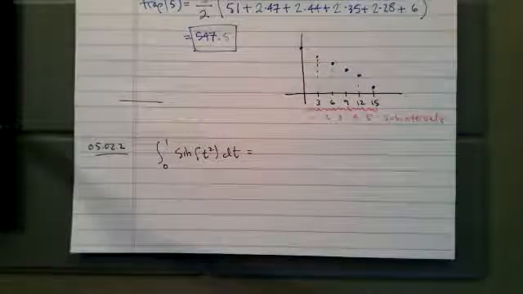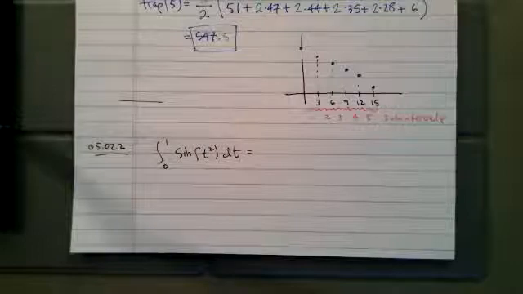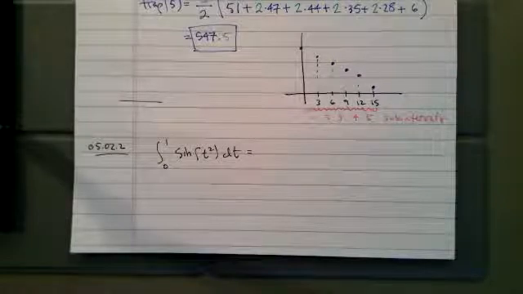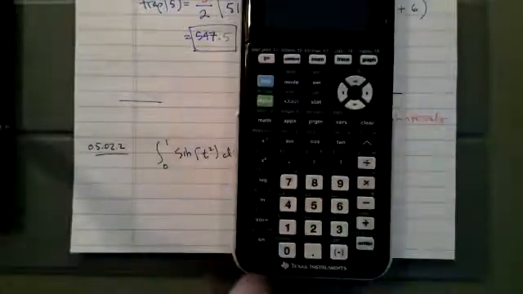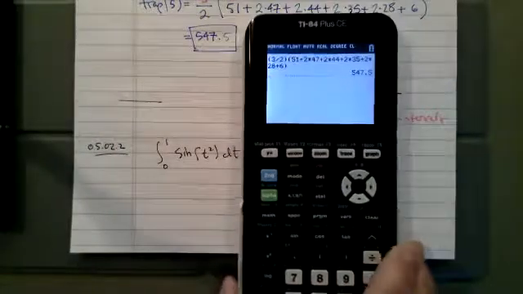Here we have a great problem. We have the integral from 0 to 1 of sine of t squared dt. Our instructions here are to use a calculator or computer to find the value of a definite integral. So this is just saying, hey, let's use our calculator to find this integral.